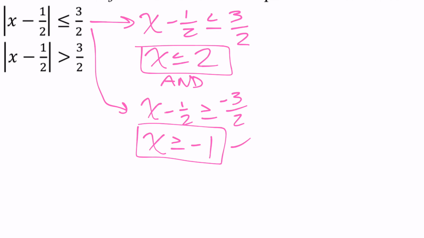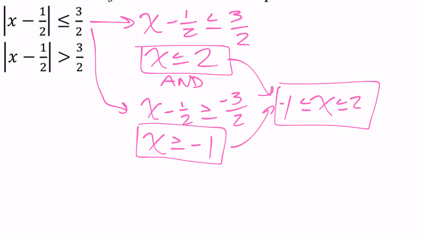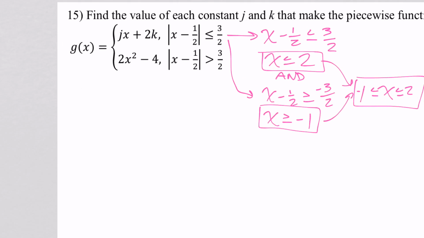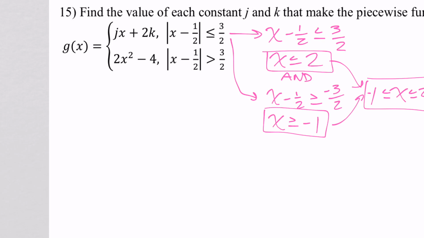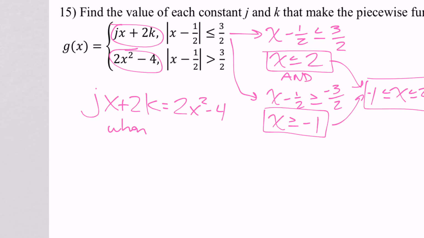It's a compound inequality, so it's telling me both of these things are happening. So x is less than or equal to 2, but it is also greater than or equal to negative 1. But this doesn't even really matter. What matters is that we found the two x values, 2 and negative 1. And for this to be continuous, we need each definition of the function to equal the other at both of those x values of interest. So I need jx plus 2k to equal 2x squared minus 4 under two conditions, when x equals negative 1 and when x equals 2.